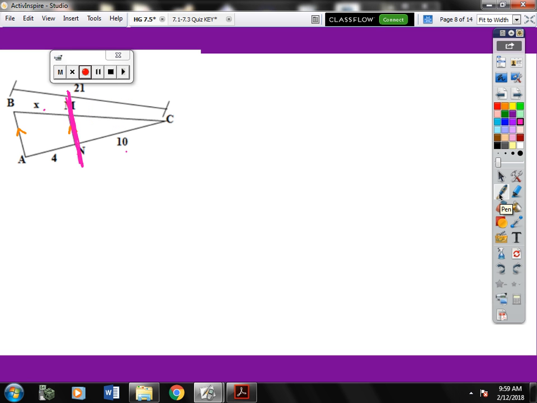Okay, good. If you know the whole thing is 21 and you want to take x away, that's 21 minus x. So you had to come up with this expression using what you were given. And then you can write your proportion. Now it's a little bit sideways, but it would be 21 minus x over x equals 10 over 4.